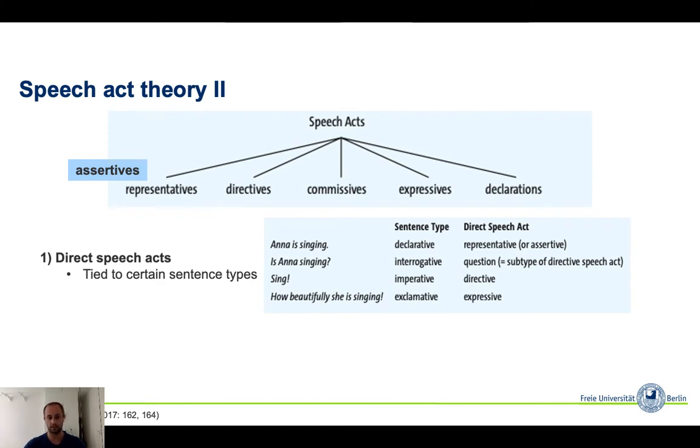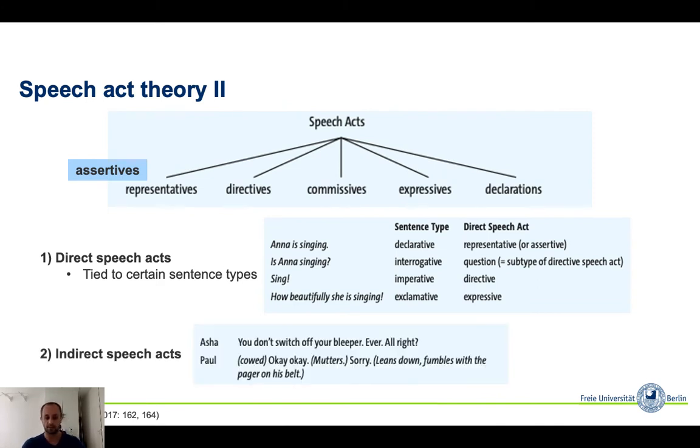We can then make another distinction, and that is between direct and indirect speech acts. Direct speech acts are speech acts that are expressed by a certain sentence type. Very often, for example, we have imperatives that are used as a form of a directive. So if we tell someone, sing or stop shouting, we are using an imperative sentence type, and it is a directive. We want someone to do something or stop doing something.